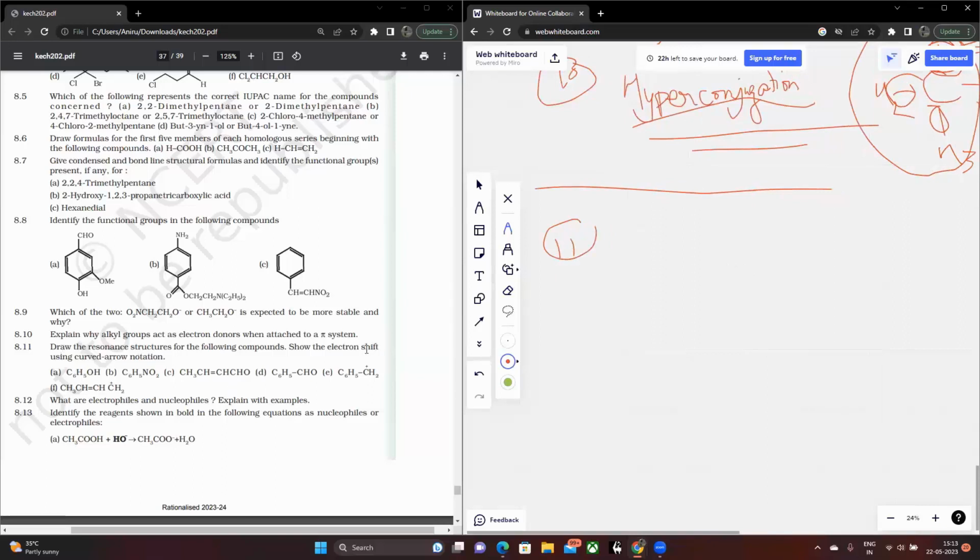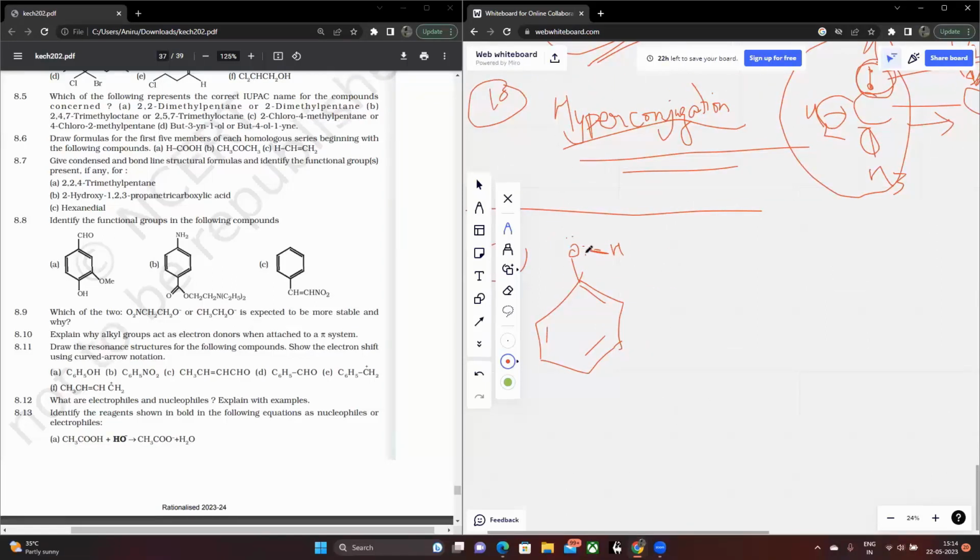So into question number 11. Draw resonance structures to show electron shifts, right? First one, C6H5OH. Since I have to show the resonance structures, I'm drawing the first form of benzene. And then one electron shifts here. This goes here. It's the same, this is the same. This has a minus and 2 electrons. There is a double bond here.